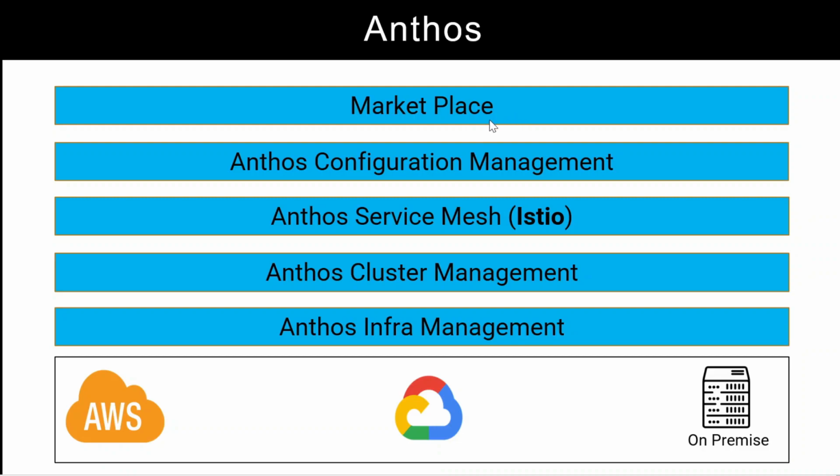Another interesting feature of Anthos is integration with Google Cloud Marketplace. By using Anthos, you can install even third-party applications from the marketplace to your on-premise Kubernetes cluster, which is managed by Anthos. You can also use Cloud Run with Anthos. And these days, Anthos is a preferred way to manage the multiple clusters in hybrid environment.